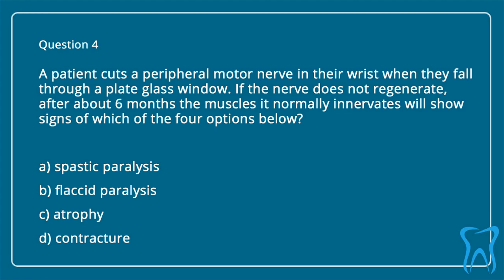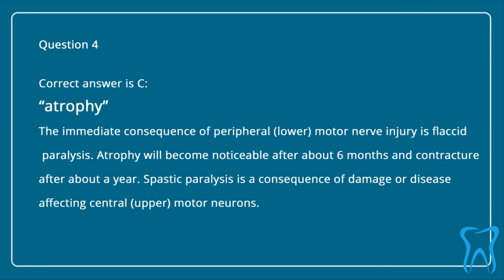Question 4. A patient cuts a peripheral motor nerve in their wrist when they fall through a plate glass window. If the nerve does not regenerate, after about 6 months the muscles it normally innervates will show signs of which of the 4 options below? A. Spastic paralysis, B. Flaccid paralysis, C. Atrophy, D. Contracture. Correct answer is C.